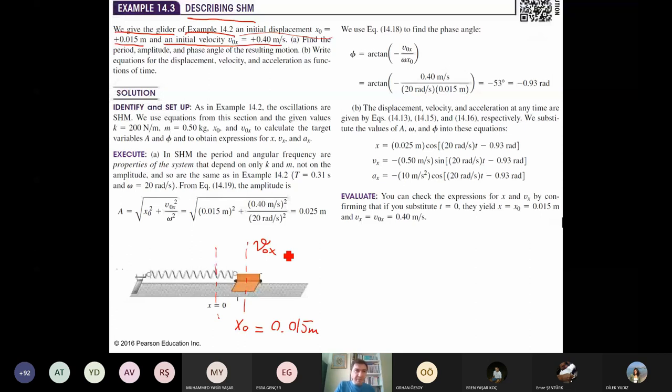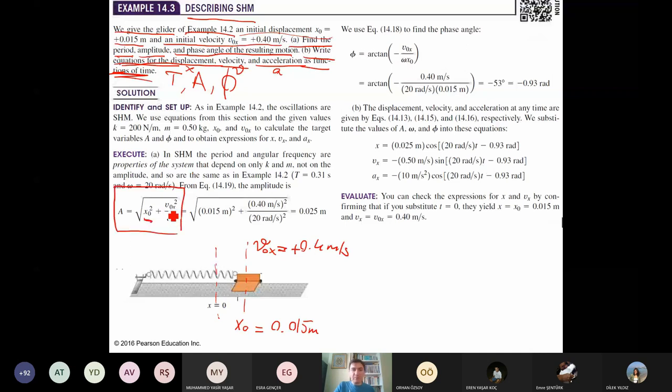So find the period T, amplitude A, and phase angle phi of the resulting motion. Period, amplitude, phase angle, okay? Then write equations for the displacement x, velocity and acceleration as functions of time. Okay, this one. So for the amplitude, you can use this expression we have already learned. If you know the initial position, the initial velocity, and the angular frequency, then you can calculate the amplitude.